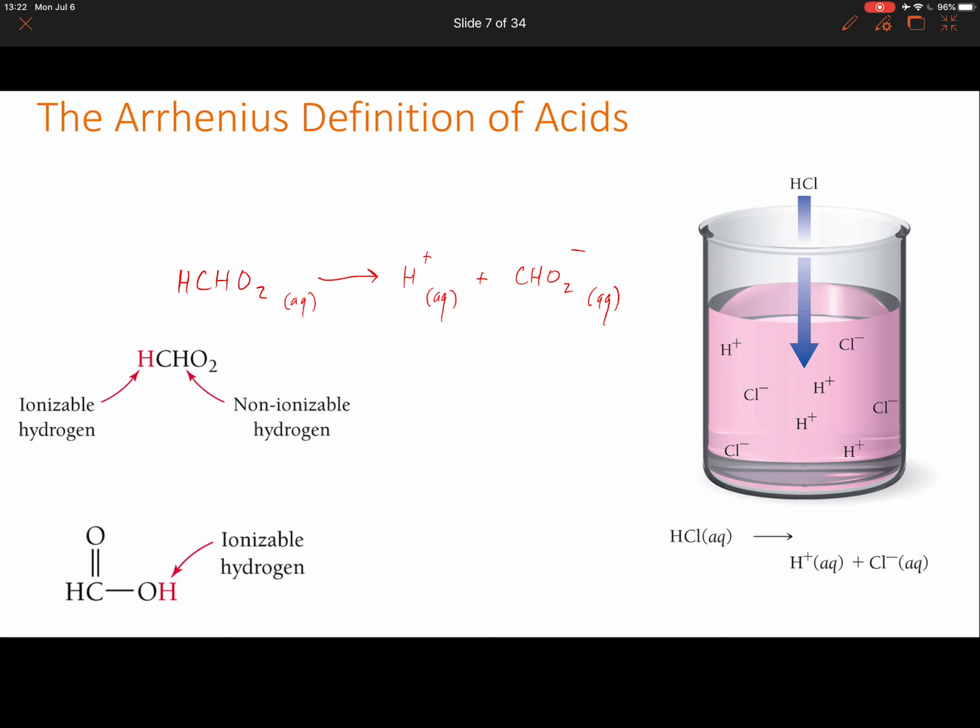So that's sort of mirroring what we're seeing down here. So the acid and then hydronium and the leftover of that acid. We're going to give it a name in a minute. We haven't named what that substance is. But again, to spot an Arrhenius acid, we want to see that it forms hydrogen ion in the product.